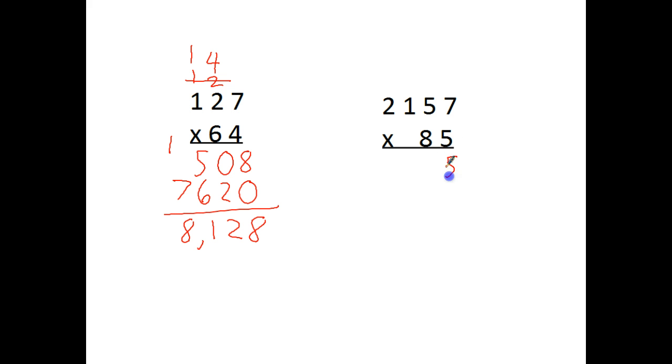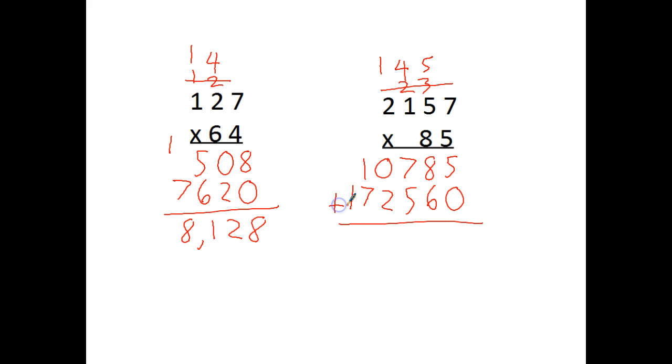5 times 7, 35. Carry my 3. 5 times 5, 25 plus 3, 28. Carry my 2. 5 times 1, 5 plus 2 more is 7. Nothing to carry. 5 times 2, 10. Marco, Polo. 8 times 7, 56. Carry my 5. 8 times 5, 40 plus 5 more, 45. Carry my 4. 8 times 1 is 8, plus 4 is 12. Carry my 1. 8 times 2, 16 plus 1, 17.